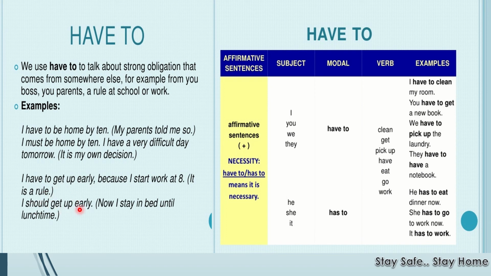Last one, I should get up early. Now I stay in bed until lunchtime. Doesn't matter, because he said I should. He didn't say I have to. He said I should, right? So he just thinks that he needs to get up early. Now I stay in bed until lunchtime. No one will tell him, why didn't you wake up early? Because he has nothing to do. So it's not obligation. So when it's a rule, it's an obligation. That's why I use have to. So remember, guys: rule, obligation, have to.